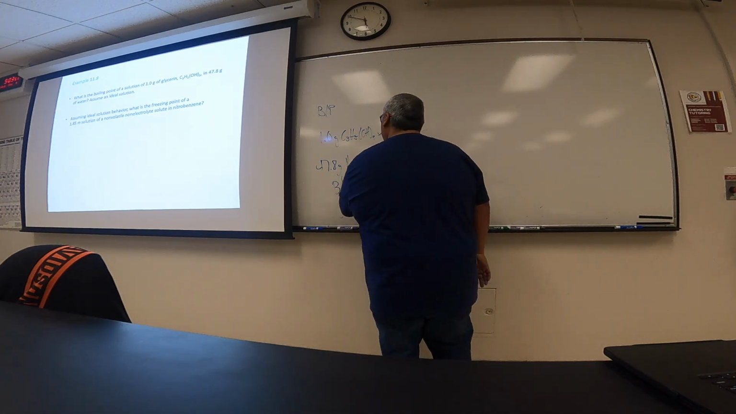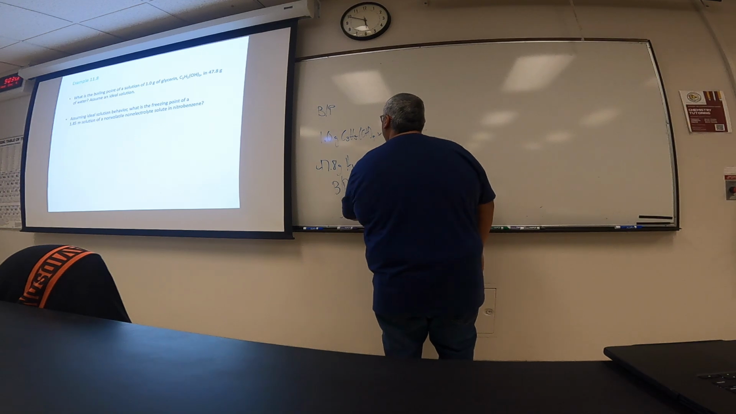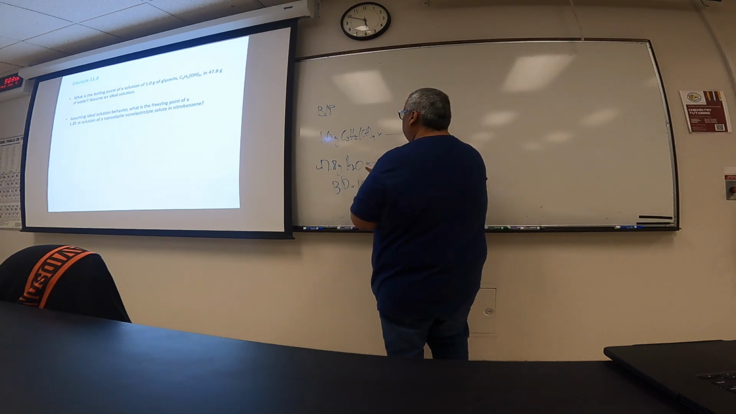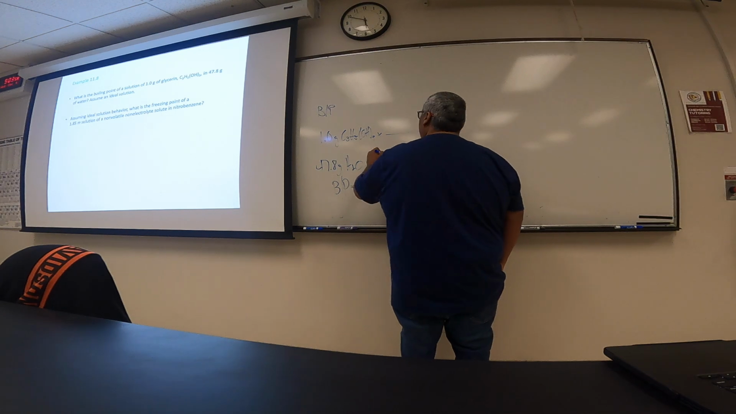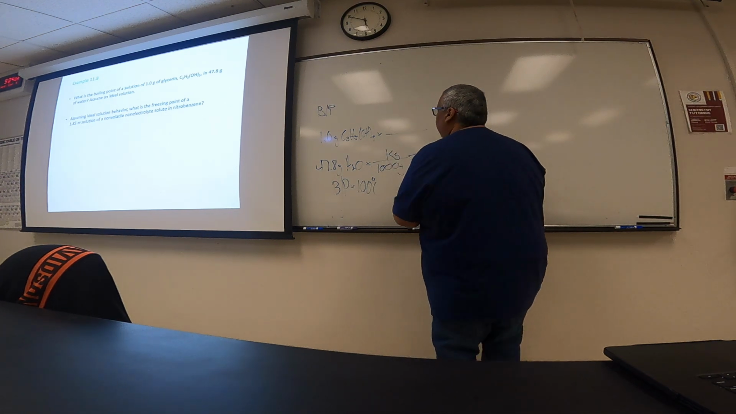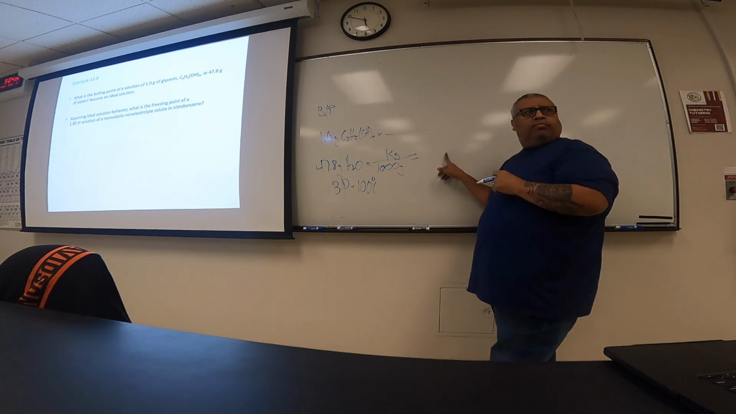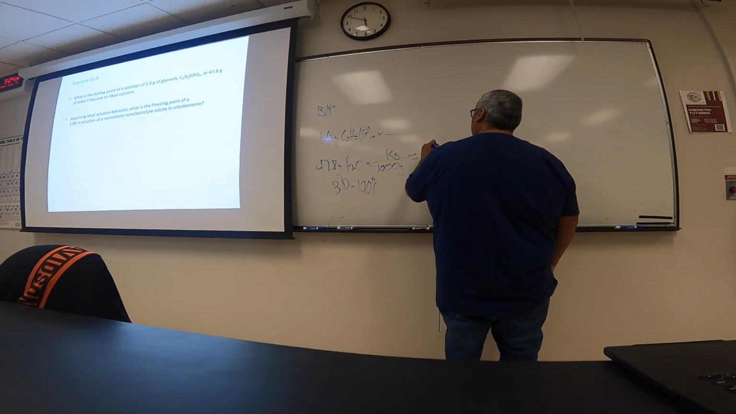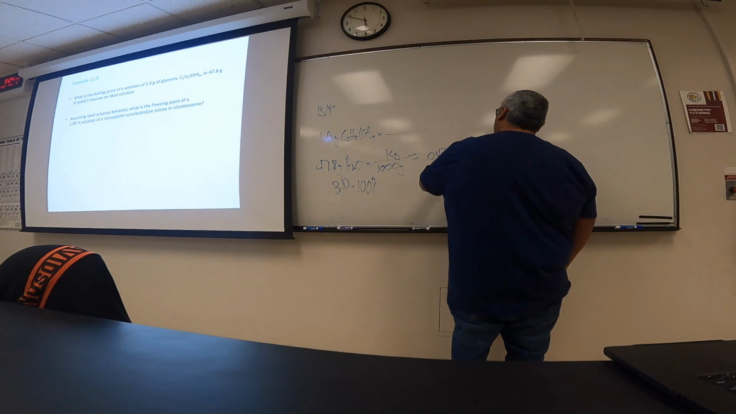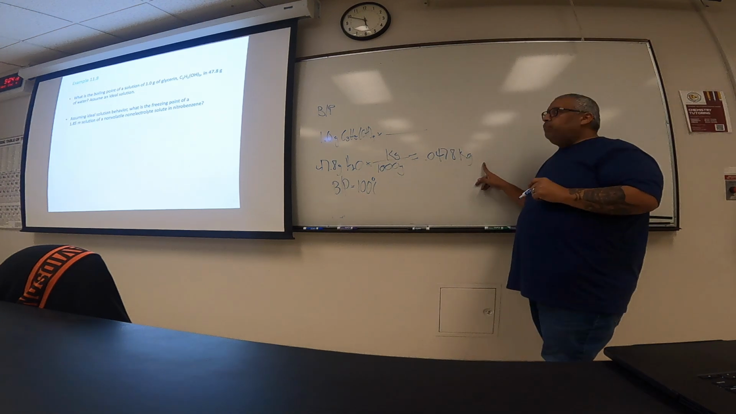So let's convert this. This one's pretty easy here. So let's convert this one first. First we're doing grams into kilograms, so there's 1,000 grams in 1 kilogram. So how many kilograms of solvent do we have? So here's our kilograms of solvent.